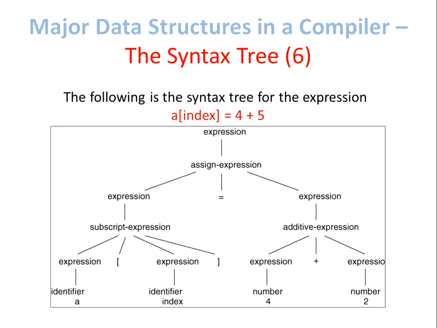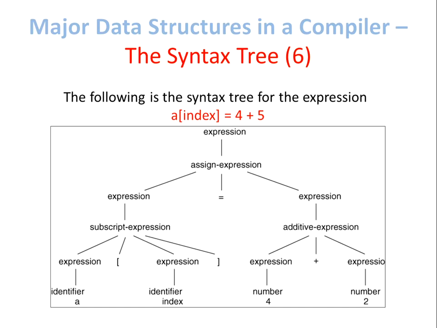So this is also a parse tree. We talked about this before, so you can see the leaf nodes represent tokens. So we have the identifier A, the left bracket, identifier index, right bracket, equal operator, number 4, plus operator, and then number 2, and then the parser will construct or identify the structure in your statement.